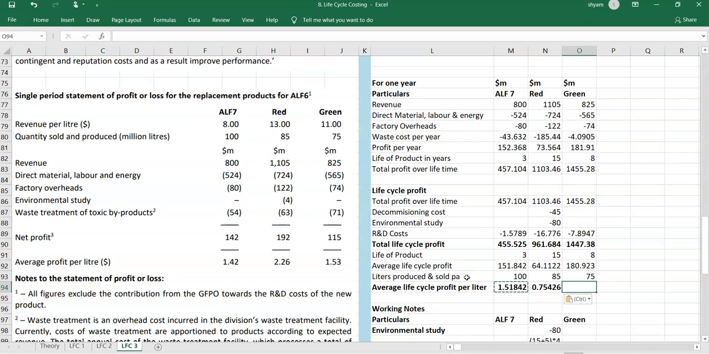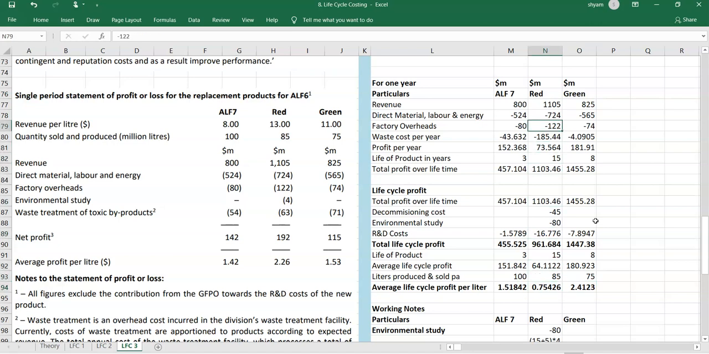So whichever is higher in this, that has to be produced. If you see here, when you consider the average life cycle profit per liter, every liter, then green seems to be the perfect one. As per their calculation, they have considered only red seems to be the amazing product, and it also gives you the highest profit per liter. But when you consider other costs, for example, decommissioning cost, environmental study cost, then it moves the product towards green being a better product.